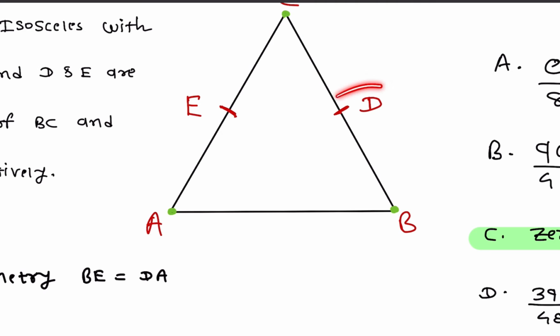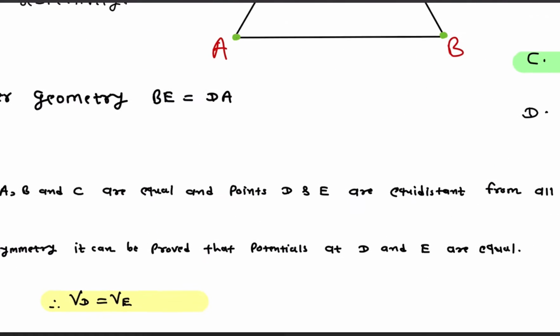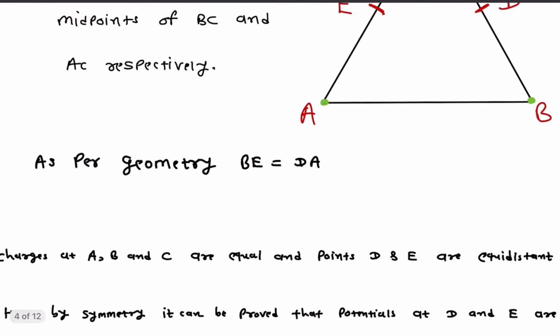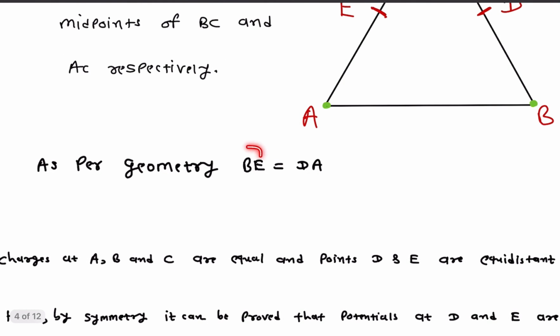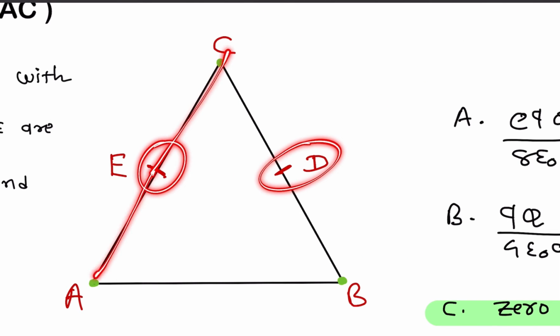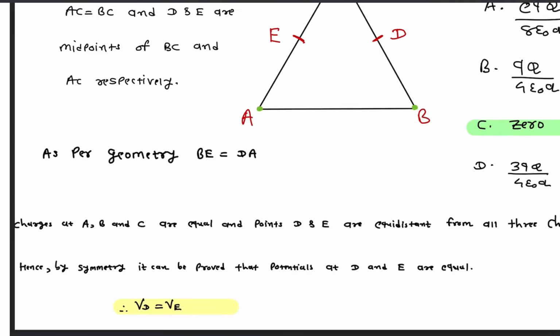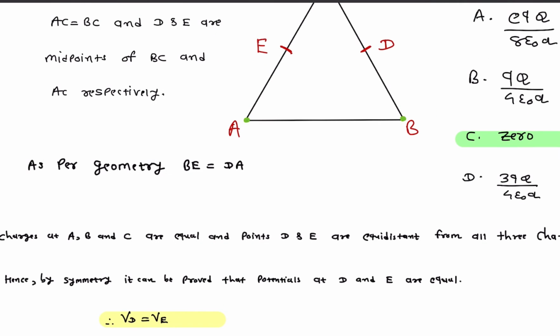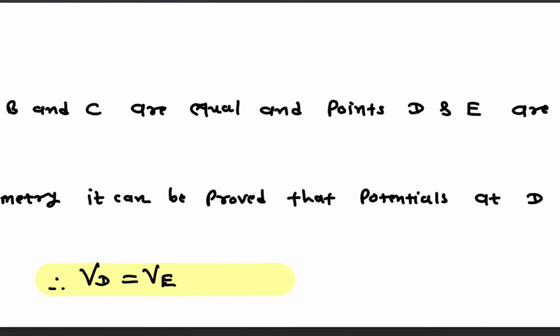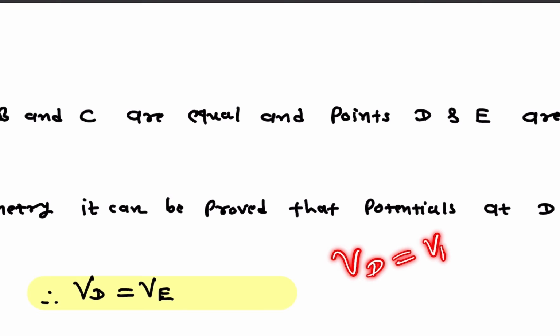These D and E are equipotential points. That's why VD equals VE. Here, according to the geometry of the isosceles triangle, B equals DA, and the D and E points are equidistant from the A, B and C points, because the charges placed at A, B and C are equal. That's why, by symmetry, it can be proved that the potential at D and E are equal. So the potential at D is equal to the potential at E.